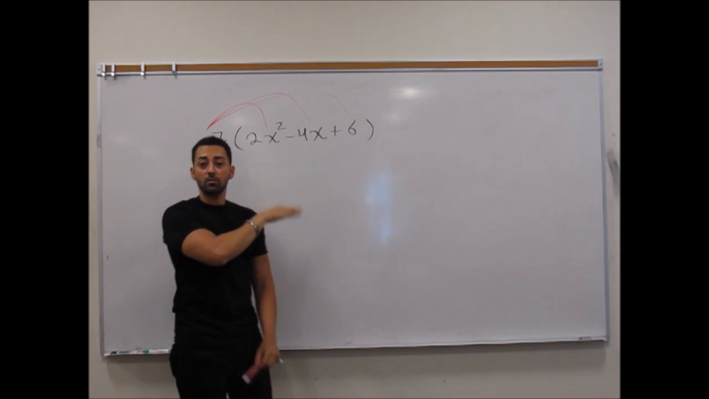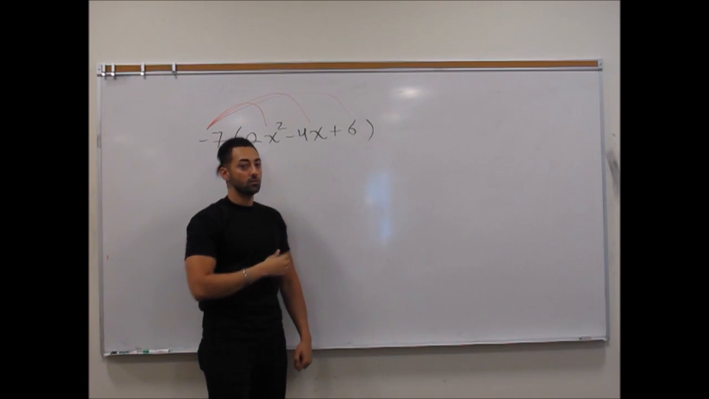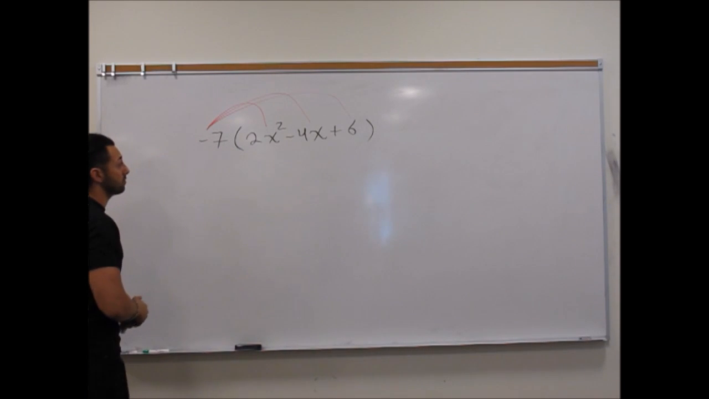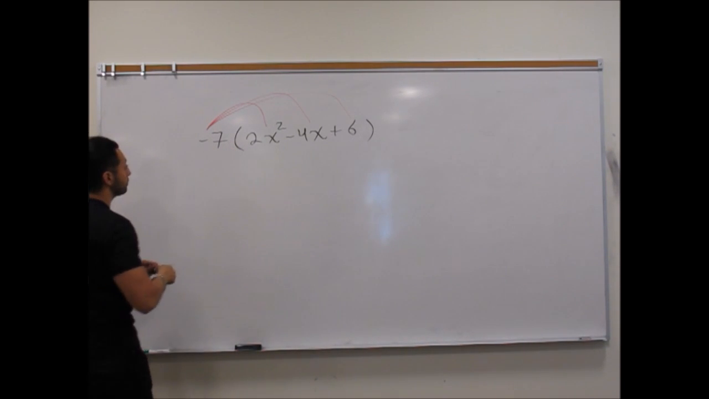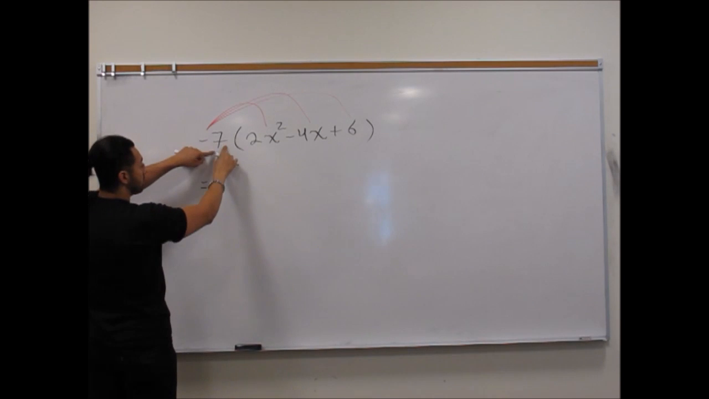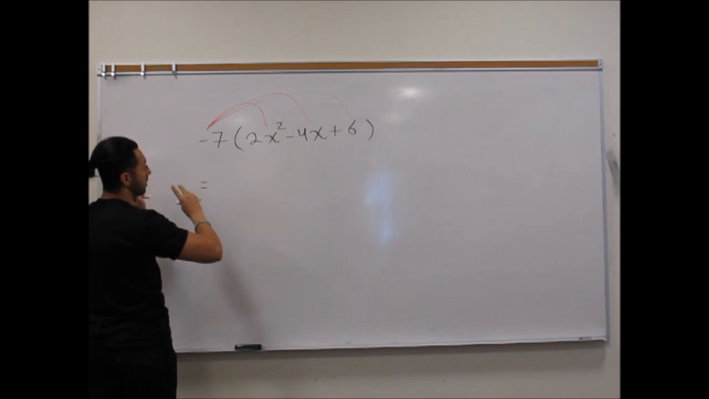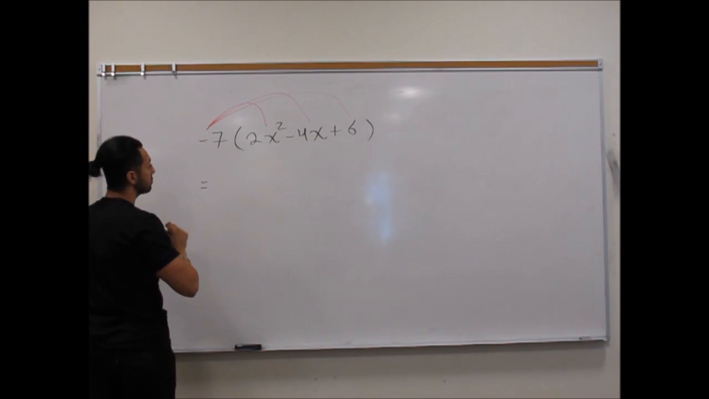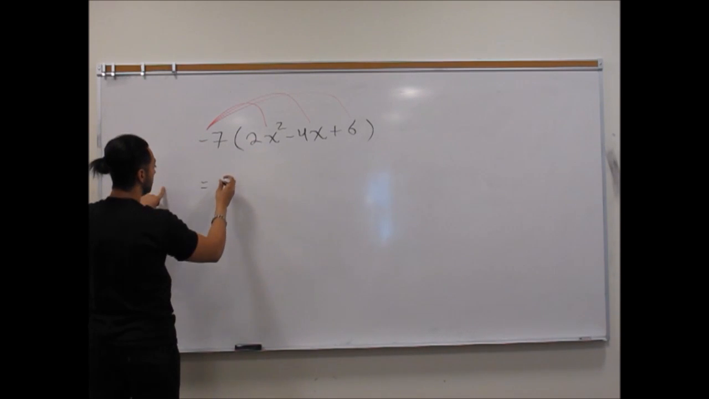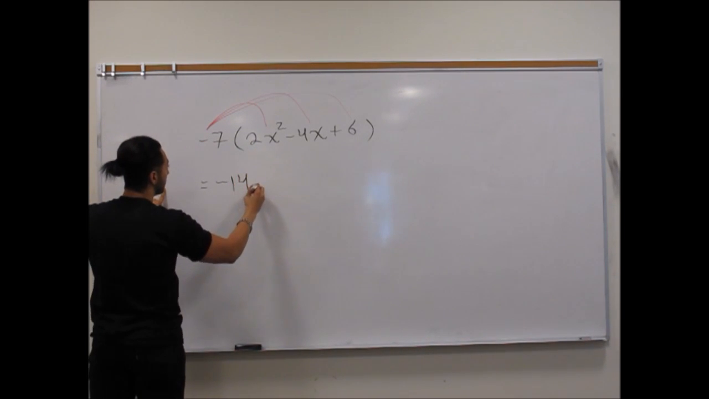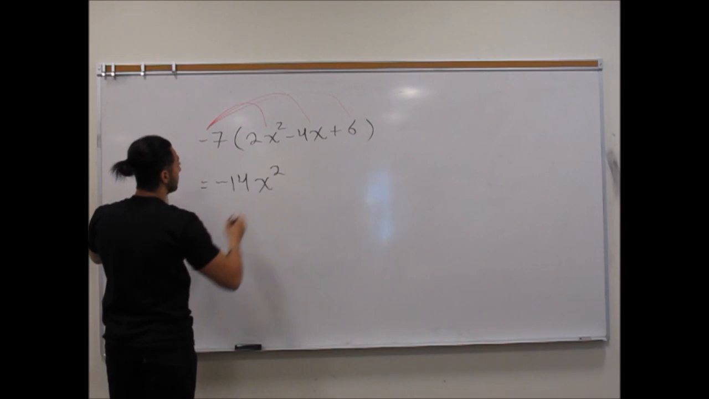If there was like a million terms there, I would just multiply it into every single term. It's really not different than what we've been doing. So again, there's no variable here, so I'm just multiplying a constant into each of those terms. So negative 7 times 2 would be negative 14, and then I'm going to carry along that x squared.